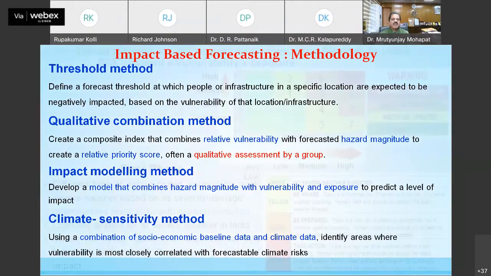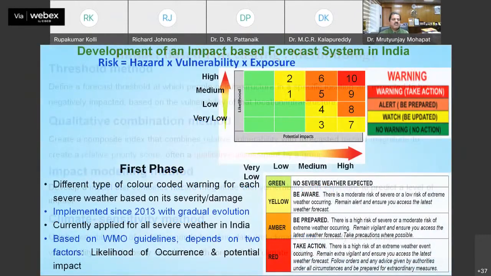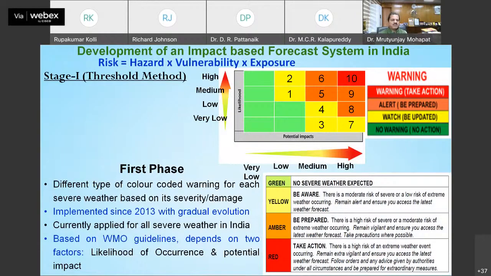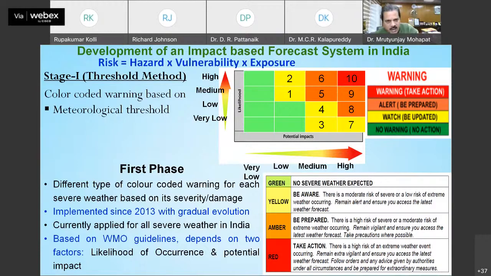So if I look at where we stand now, for stage one, that is the stage one impact risk forecast, we started very early. For example, in 2013, we started this color-coded warning for heavy rainfall during monsoon season after the Kedarnath episode. Every disaster gives a lesson. After that, we started this, and it was based on a simple mechanism of heavy rainfall, very heavy rainfall, and extremely heavy rainfall, giving a color code just based on the experience of the forecasters. So in that way, we made a beginning on the heavy rainfall impact-based forecast.